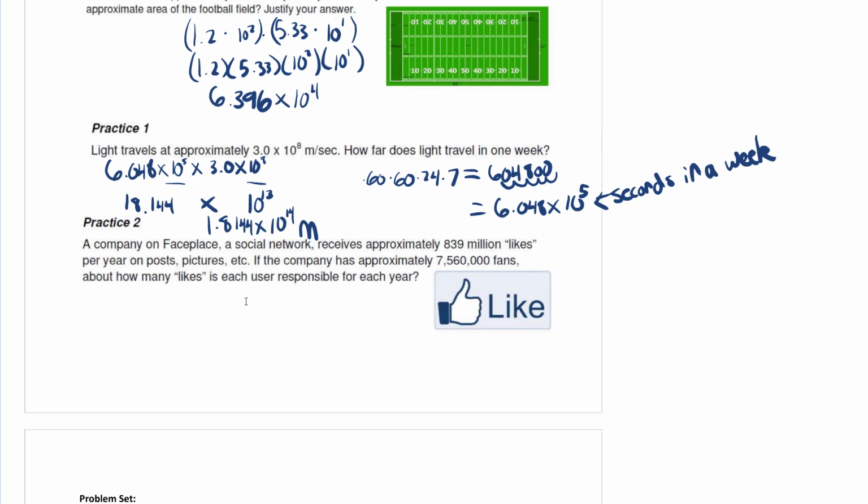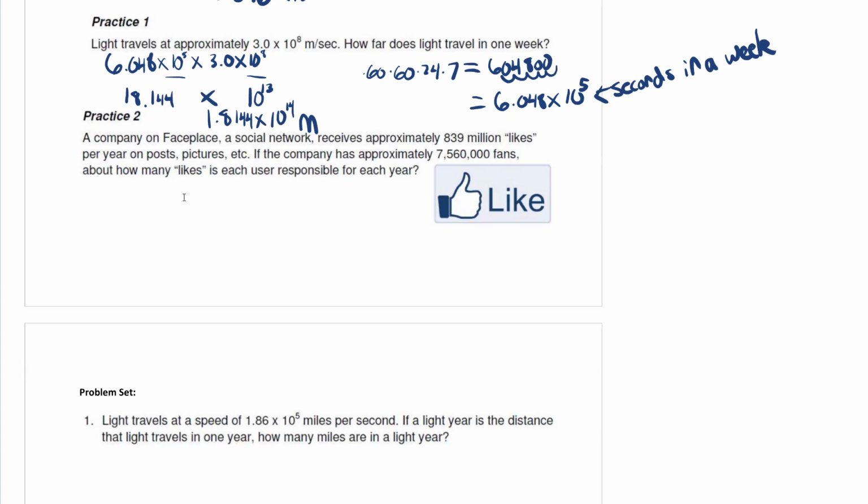A company on Faceplace, a social network, not copyrighted, receives approximately 839 million likes per year on posts, pictures, etc. If the company has approximately 7.56 million fans, how many likes is each user responsible for each year? So let's take a look at that.